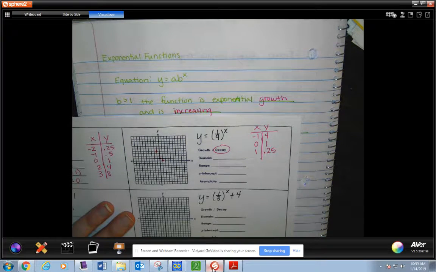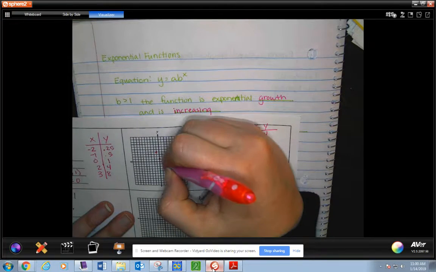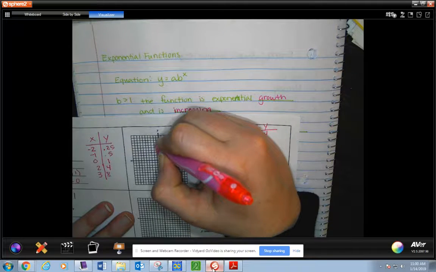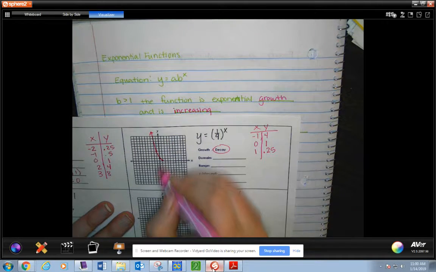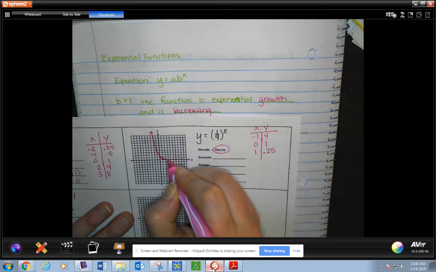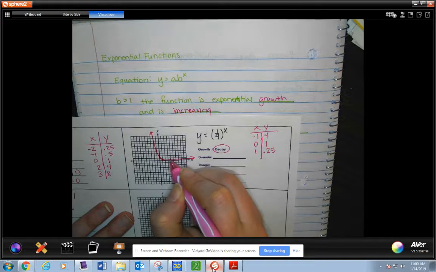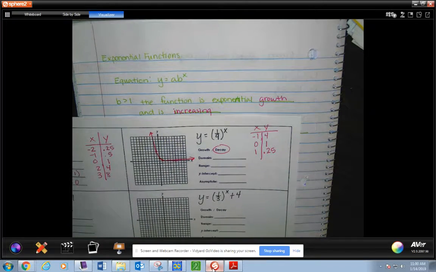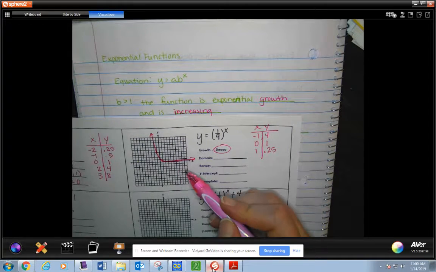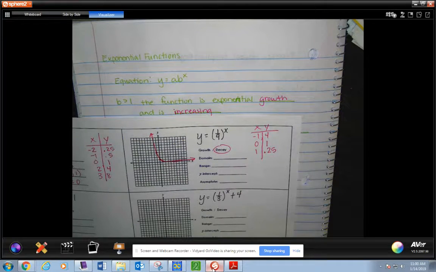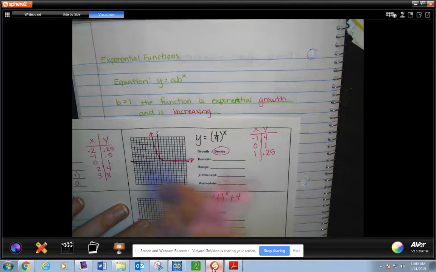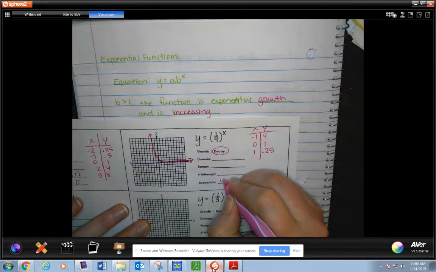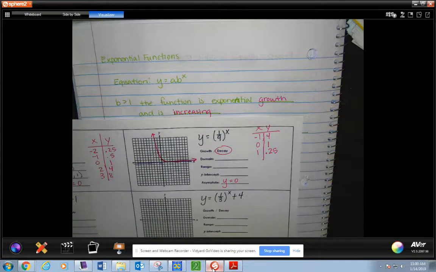So I can see that my graph's going to come in something like that. I've already looked at it, so I know it's going to go something like this, and it's going to level out. I dipped down a little low, I'm sorry. So level out right there. Okay, remember where it levels out is your asymptote. And it is leveling out right here on the y-axis. So that tells you your asymptote is y equals 0.